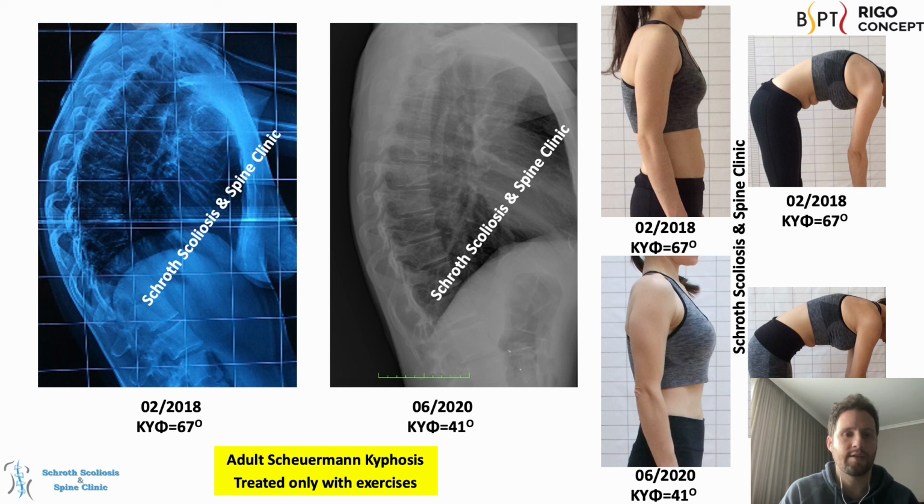Of course, Scheuermann kyphosis can be effectively treated also in adults. So here you have an adult lady of 37 years old with a kyphosis of 67 degrees, an angular hump, spine rigidity, suffering from pain with a certain wedging of the vertebra, and you can see the amazing result that we got in this patient, reducing her kyphosis from 67 to 41 degrees, having a significant clinical improvement. Also, pain was eliminated.